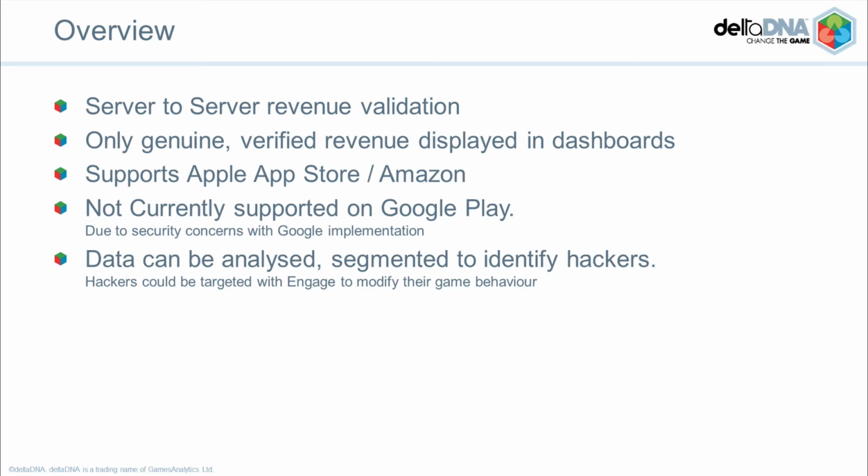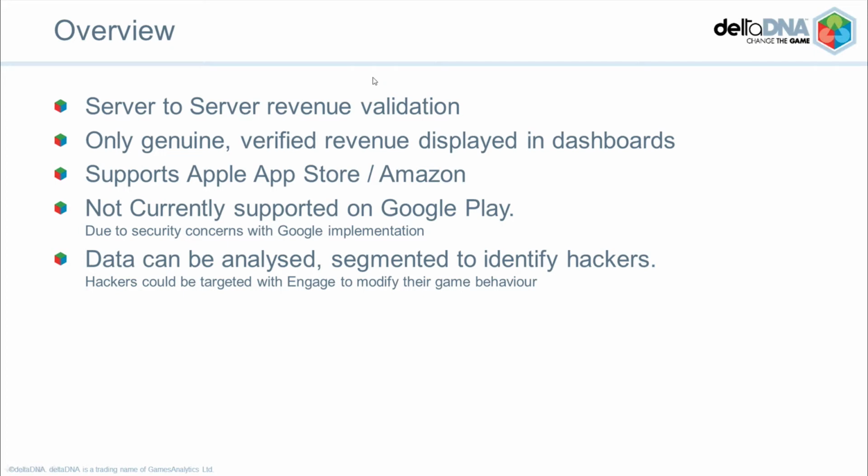And just as I mentioned, because we're validating the revenue and setting up a flag against your users in the database, you can analyze it, interrogate it, and see which transactions were valid and invalid. Are there any patterns to it? You can even identify individual users. And should you want to target them with engage offers, modify the behavior of their particular game, make it more difficult, perish the thought, you can do it if you want. So that's an overview of how the revenue validation works.